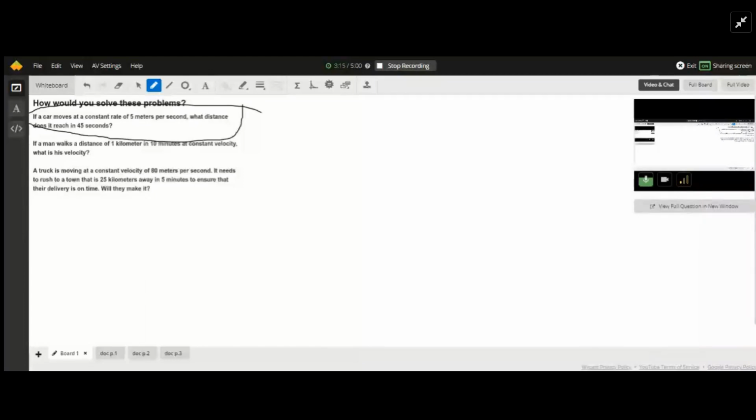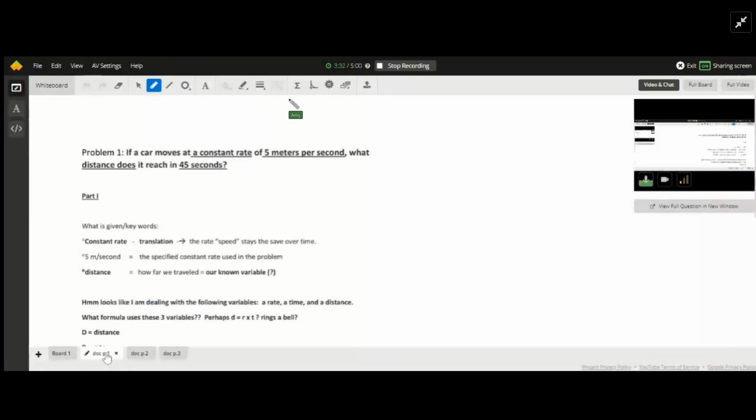We go from the real basic to starting to get a little more advanced in problems number 2 and 3. But okay, without further ado, let's get to the meat and potatoes of problem number 1. That's the first problem I circled here. So we have this problem.